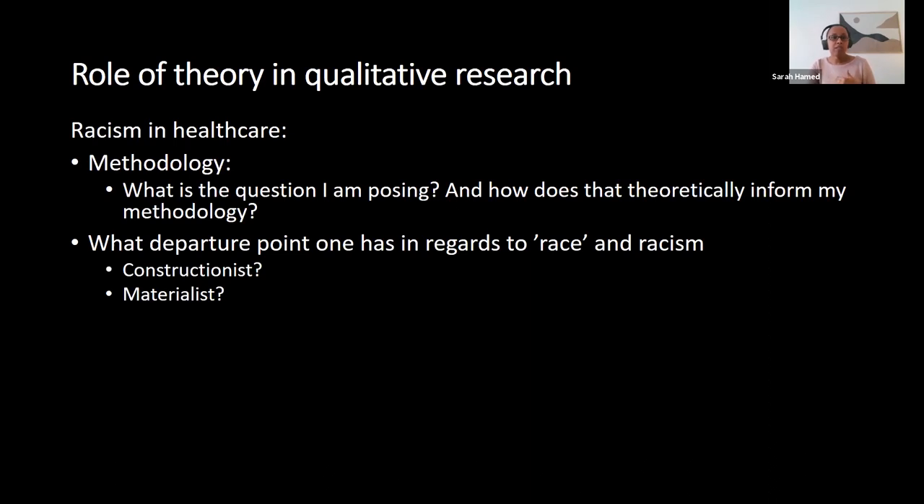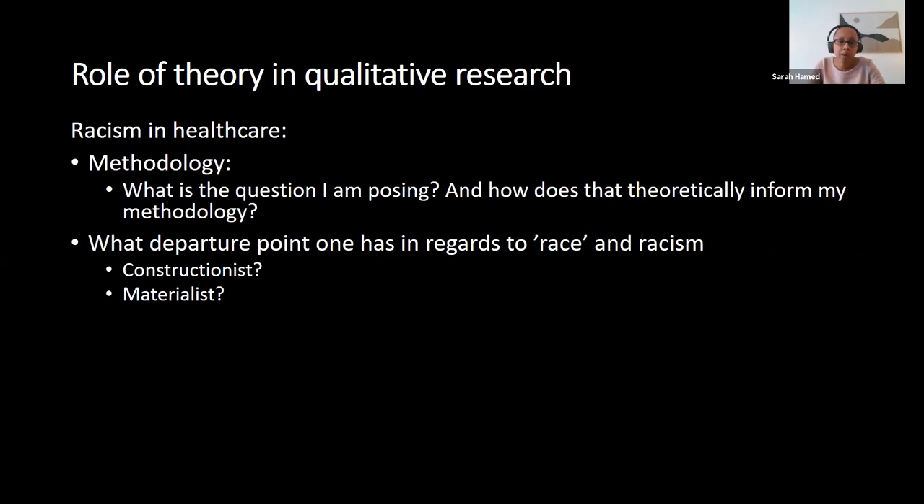Theory also informs what departure point one has in regards to the phenomenon that one is studying. In my case, it's race and racism. So how do I look at the sociological phenomenon? How do I look at race and racism? Is it from a constructionist view? Yes, because I have to decide how I look at race. Race is a political and social construct, so it's not real. It is something that is made up, but it's produced through racism. So I have a social constructivist departure point. That is a theoretical choice that I've made based on my understanding of race.